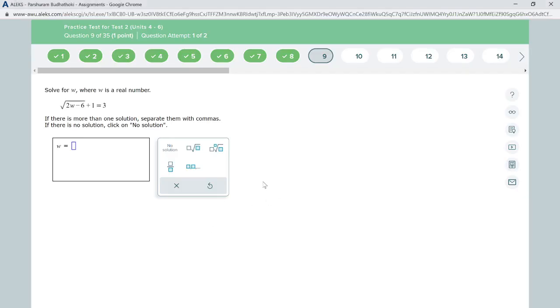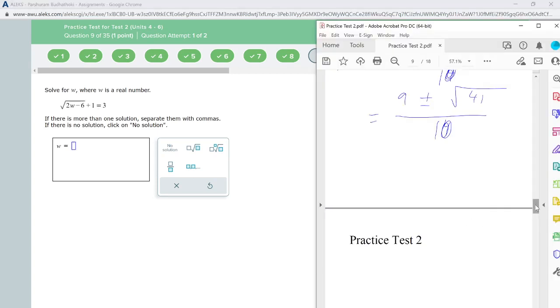Okay, so next problem, it's problem 9. Here we have to solve a radical equation. As you can see, there is a square root. So for solving any radical equation, you have to first isolate the radical. In this case, we can keep this radical on the left side and we bring this one to the right side, by subtracting 1 from both sides.